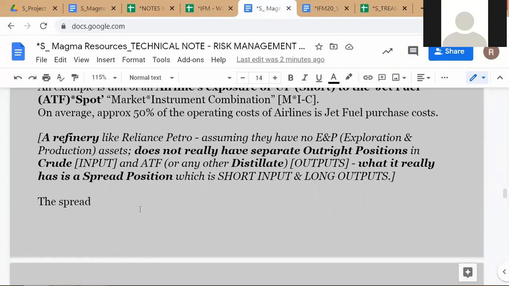Why are we discussing this? Because we want to set up the terminology for how you refer to your spread position. Should we say that the refinery is short the spread, or should we say they are long the spread? Now, the point is, refinery and airline have the same profile actually. In this case, let's just write refinery.